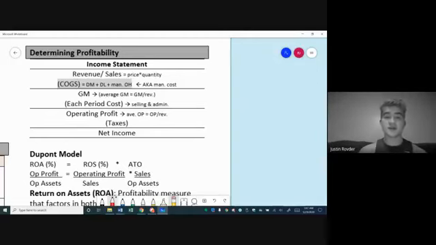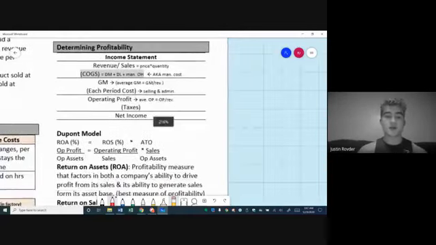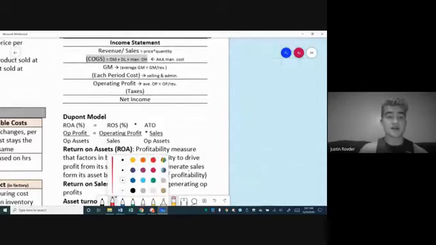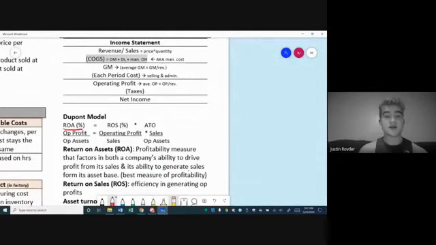So once we know these, and once we're familiar with that, then we can take a look at the Dupont model. So the Dupont model is just the return on assets, and this is given in a percent, equals return on sales, which is a percent, multiplied by the asset turnover, which is not a percent, that is just a number. So operating return on operating assets is simply just your operating profit divided by your operating assets.